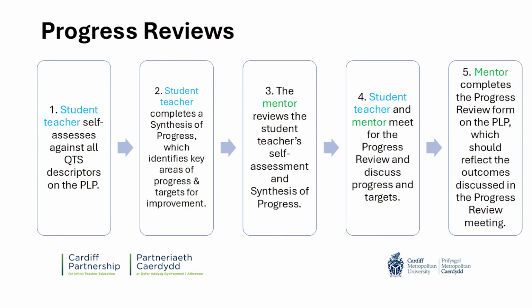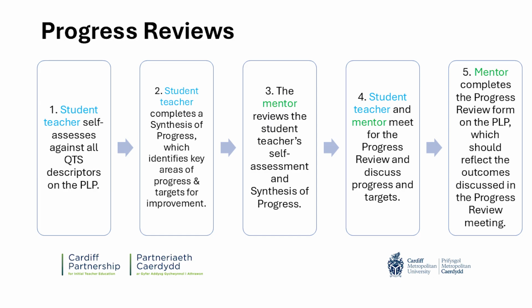So let's have a look at what this looks like for the student teacher to complete a progress review. So the first thing they're going to do is self-assess against all the QTS descriptors on the PLP. There's a drop-down where they go through every single descriptor and assess themselves. Are they unaware? Are they aware? Are they capable? Are they QTS plus? So the student teacher does that first of all. Then they complete a synthesis of progress, and I'm going to go into more detail on that in the next slide. This is where they identify key areas of progress and targets for improvement. So the student teacher will complete these 2 steps on their own before they come to you as mentor.